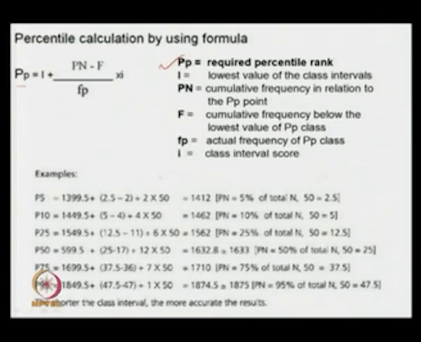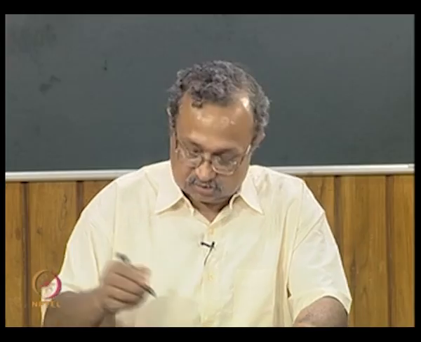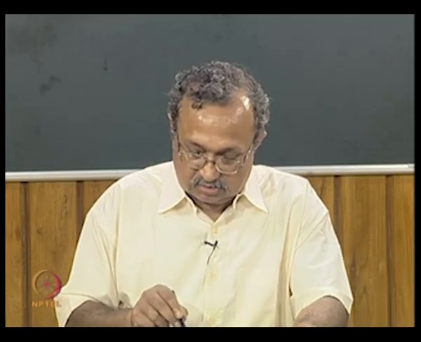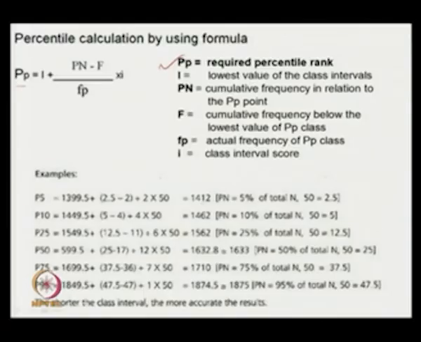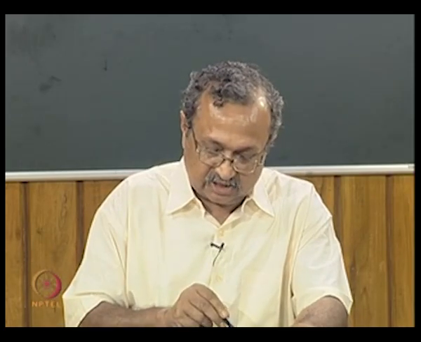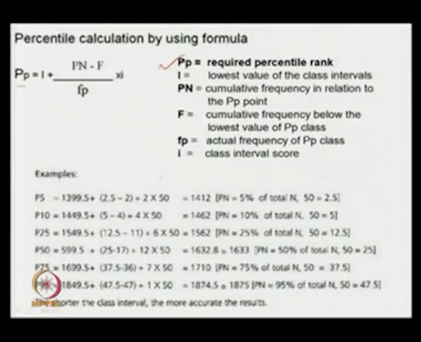Then, I means class interval score. In our case, we have taken the class interval of 50 scores. So, like this way, 14212 would be a percentile 5 value in this distribution. Accordingly, percentile 10, 25, 50 etcetera can be calculated.